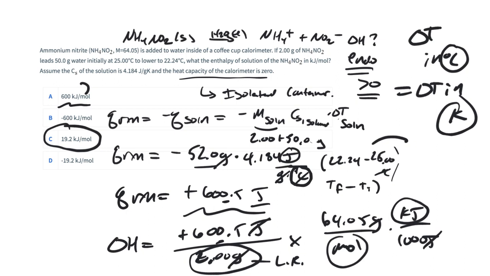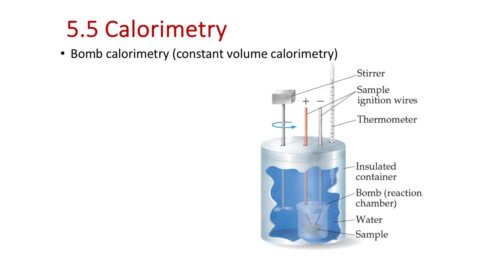Okay, so we have one other form of calorimetry, and that'll also make us think about heat of the reaction versus the heat of the reaction taking place. So bomb calorimetry is a constant volume form of calorimetry.